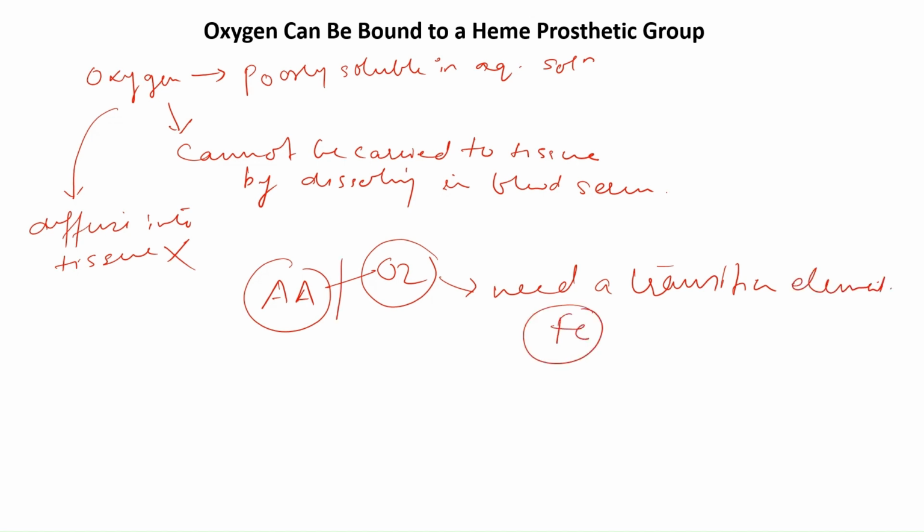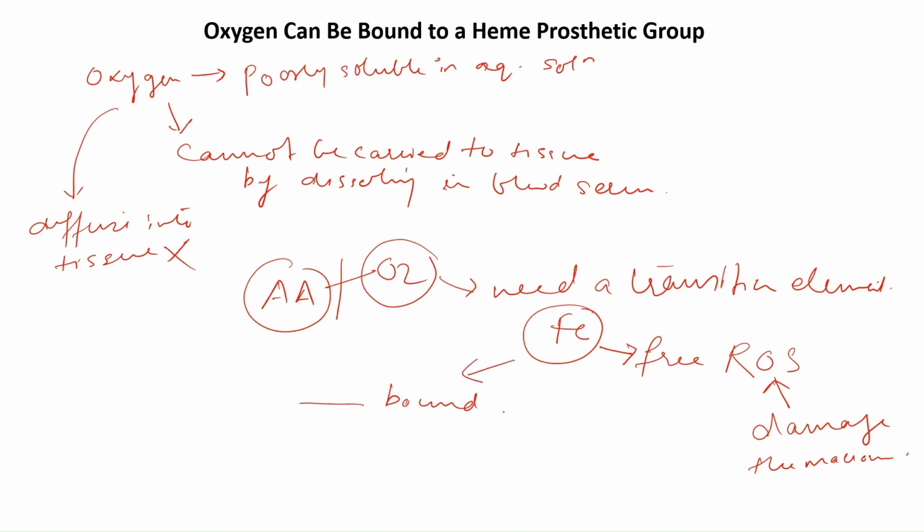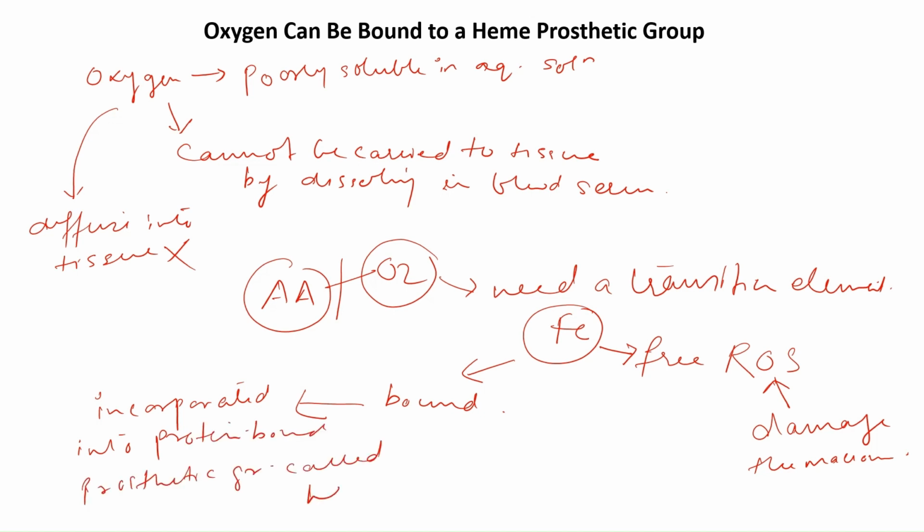Now free iron, if it is in free form, promotes the formation of reactive oxygen species and this can damage the macromolecules present in our body. So therefore, we need iron in a bound form. Therefore, in a biological system, this iron is incorporated into a protein-bound prosthetic group called heme. Heme is a protein-bound prosthetic group to which iron is incorporated.